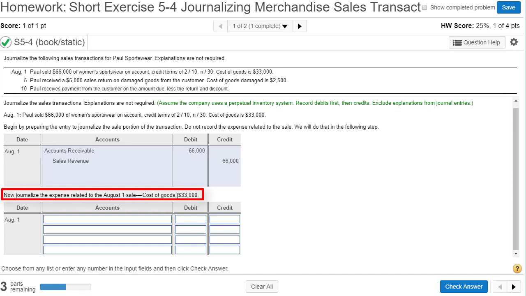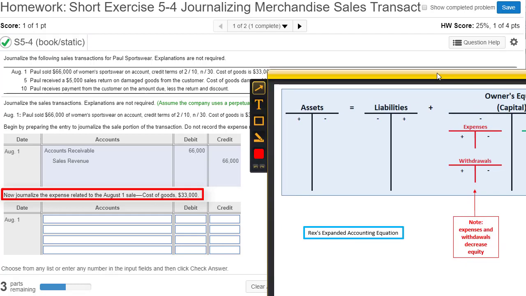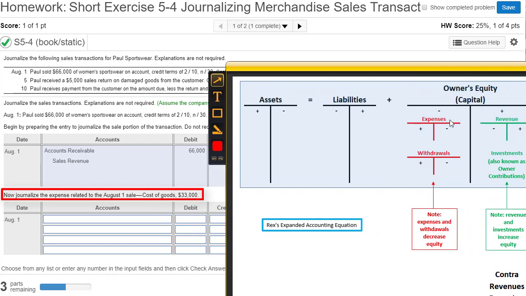Now journalize the expense related to the August 1st sale. Cost of goods is $33,000. So we have to update our inventory and we have to update our cost of goods, also called cost of goods sold. So cost of goods sold, do you remember what type of an account that is? That is an expense. A lot of students forget that COGS, cost of goods sold, is an expense.